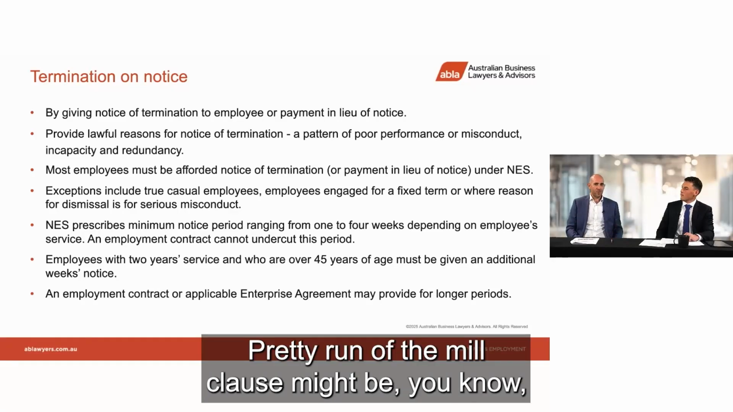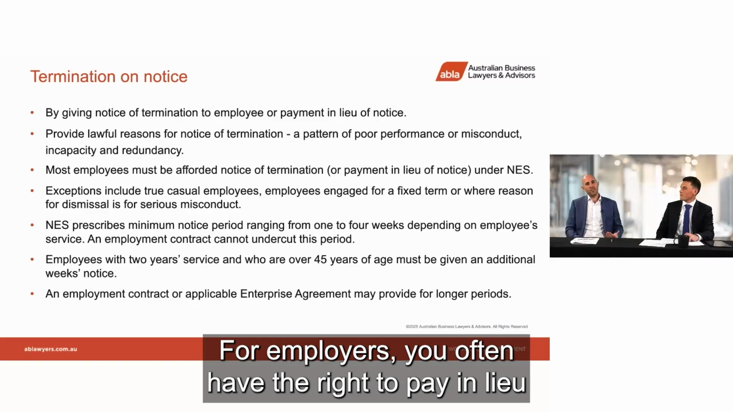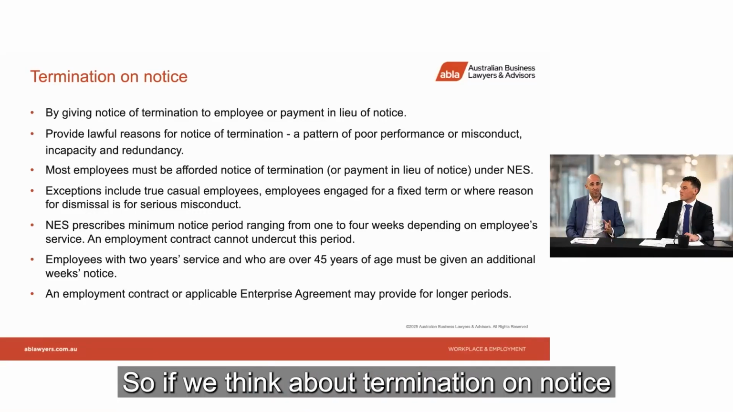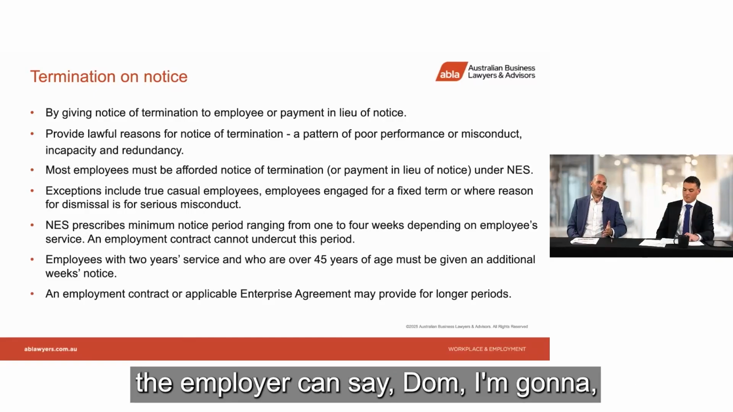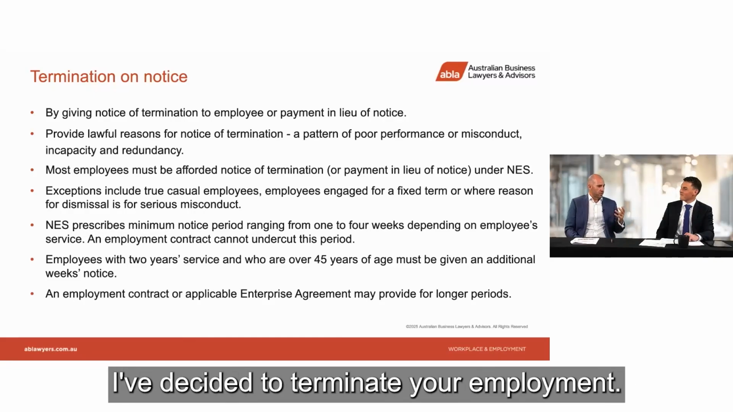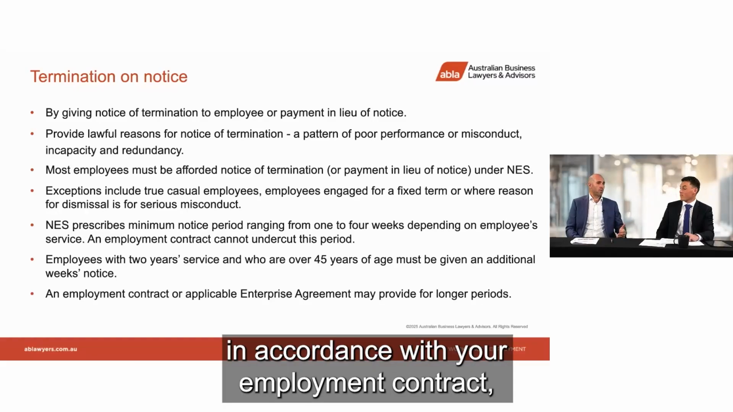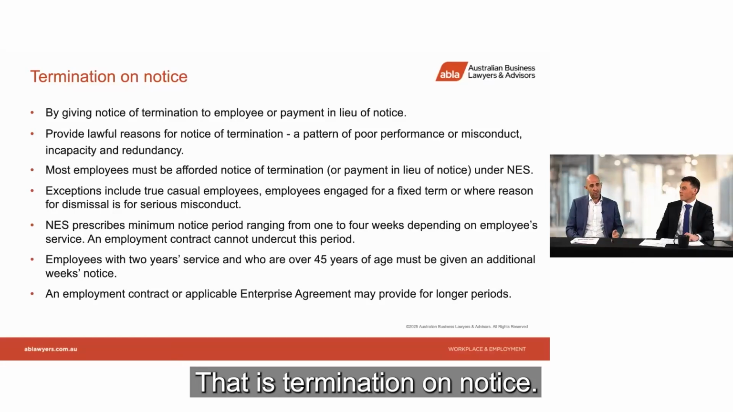A pretty run-of-the-mill clause might be, either party may terminate the employment by giving the other party 4 weeks notice in writing. For employers, you often have the right to pay in lieu of actual notice. So if we think about termination on notice from the employer's side of the fence, the employer can say, Dom, I've decided to terminate your employment. I'm giving you 4 weeks' notice in accordance with your employment contract, which means your employment will cease in 4 weeks' time. That is termination on notice.